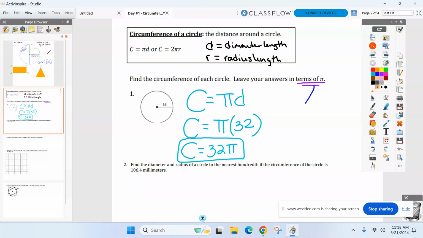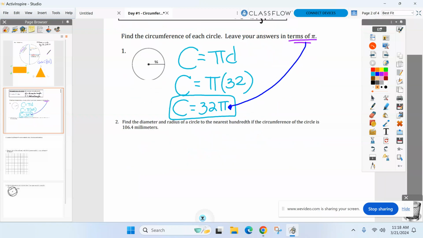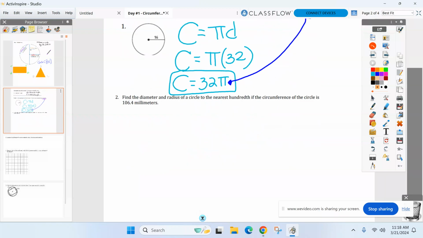Again, when we ask to leave your answer in terms of pi, pi is in your answer. All right, do not go to the calculator. All right, so just finding circumference, basic. Let's up the challenge now.